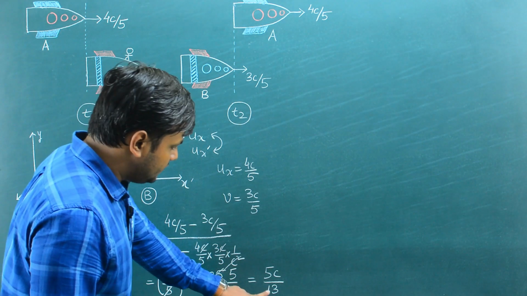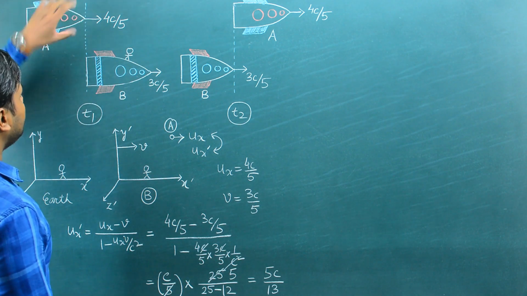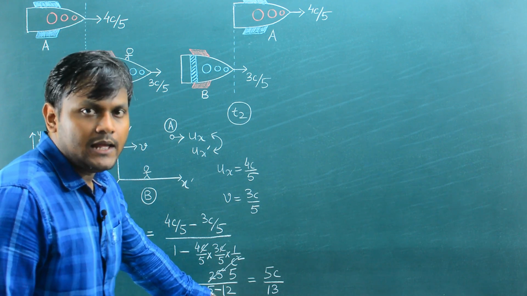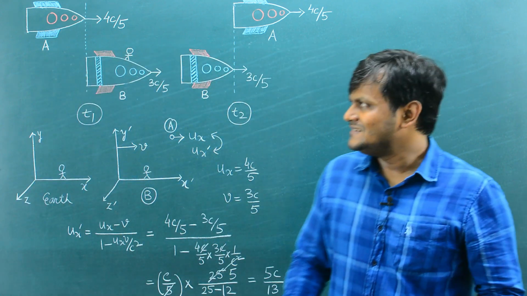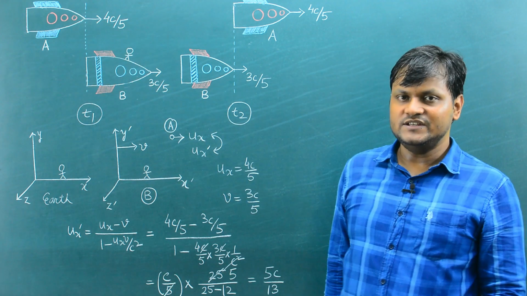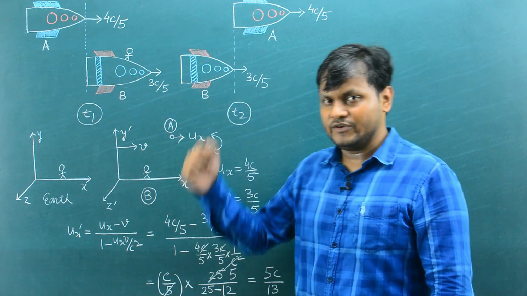So we have here the speed of A with respect to an observer in B is 5c upon 13, which is not a simple subtraction of 4c by 5 minus 3c by 5. So this is the speed of A with respect to B.